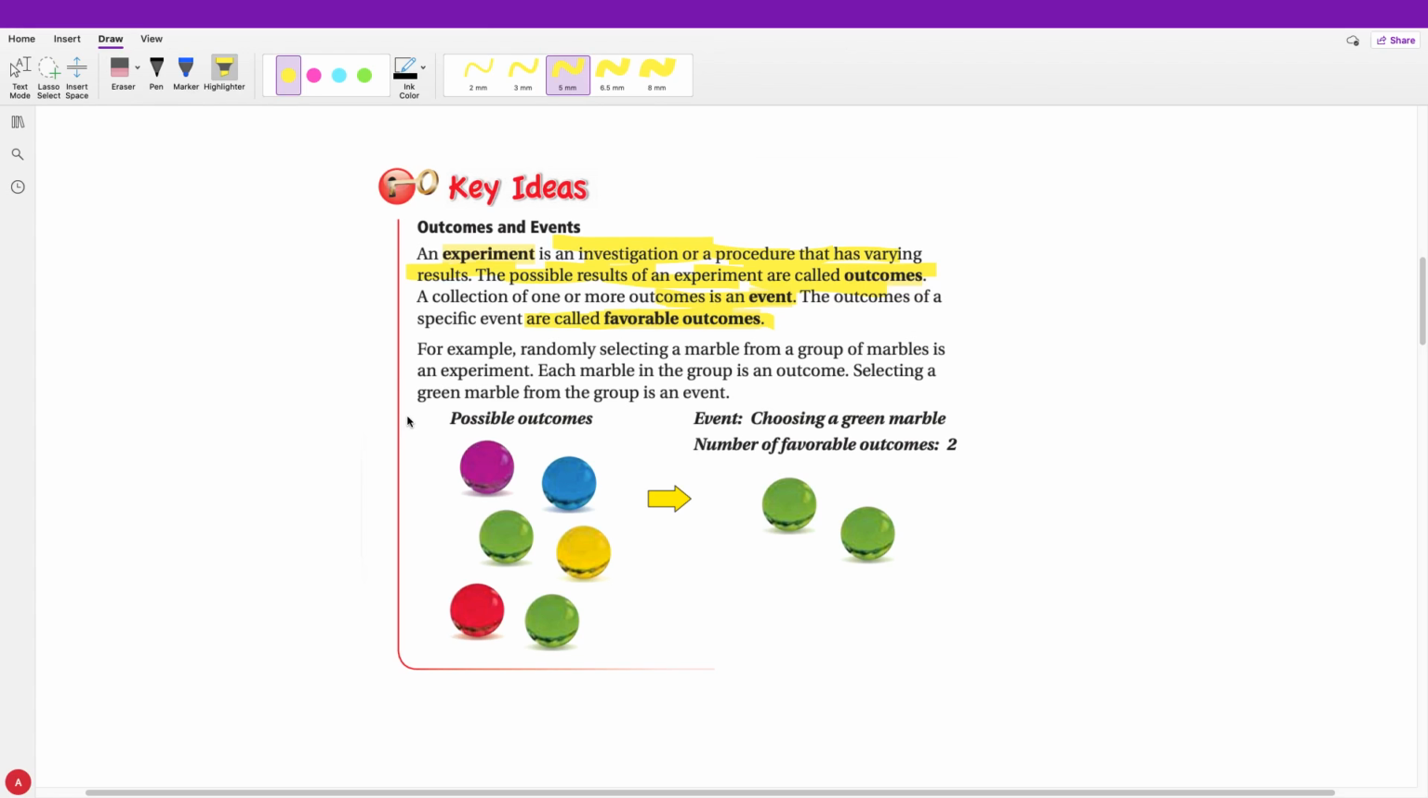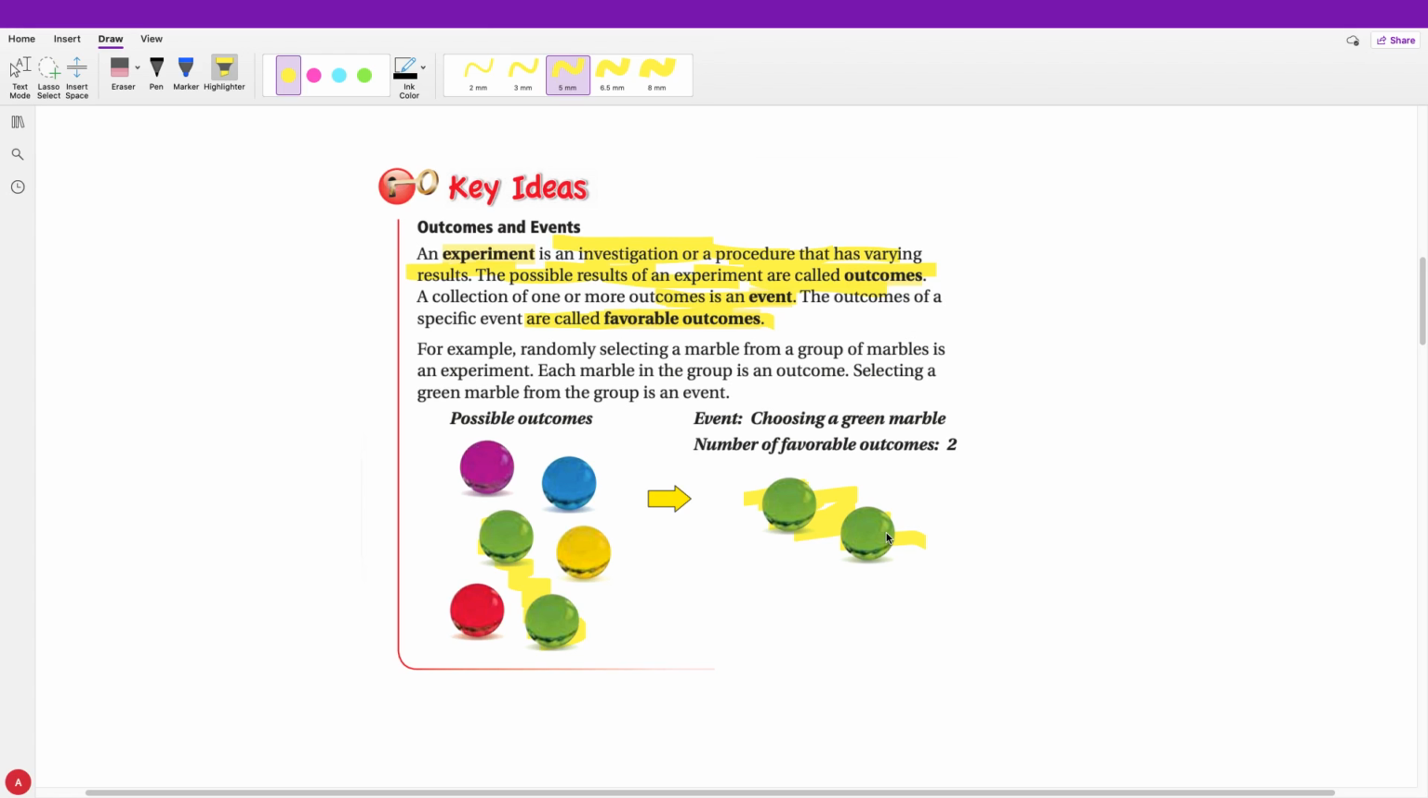So if we're selecting random marbles from a bag, that is an experiment. We're putting the marbles in a bag and we are grabbing them at random. So our experiment is seeing which marble we're going to pull out of a bag. Each marble in this is its own outcome. And then if we say we do select a green marble, now we're talking about a specific event. The event that took place was we selected these two green marbles. And those will be considered our favorable outcomes, because that is what we were looking to happen. That's what we were wanting to happen, and that is what did happen. So it's our favorable outcomes.